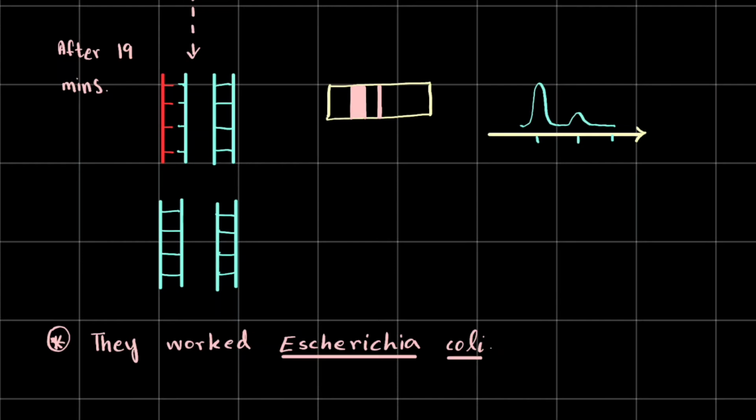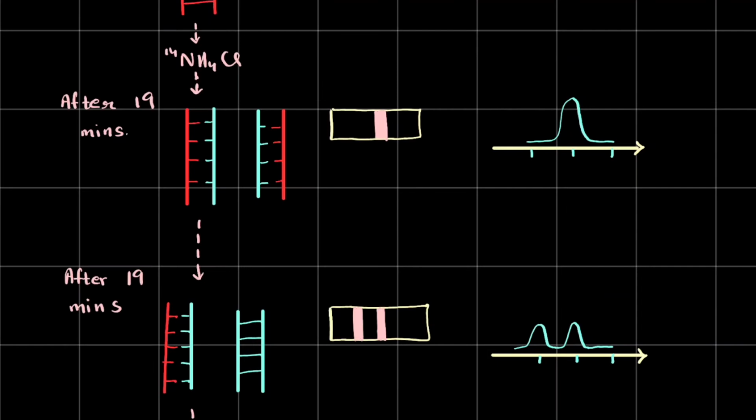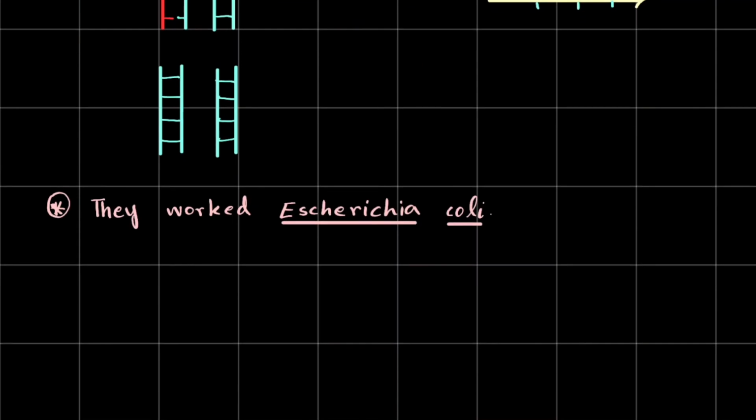Escherichia coli, E. coli, actually undergoes one complete round of DNA replication in 19 minutes, right? So basically, the generations that they took were just subsequent generations of E. coli. After 19 minutes, the entire E. coli DNA was replicated, and there was exactly double the DNA that was present in the previous generation. That's why they took the intervals as 19 minutes, right? And they worked on Escherichia coli.